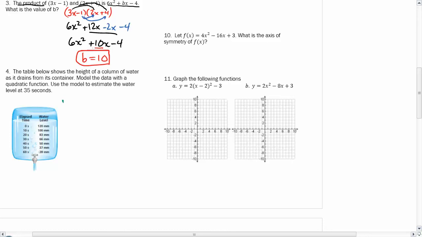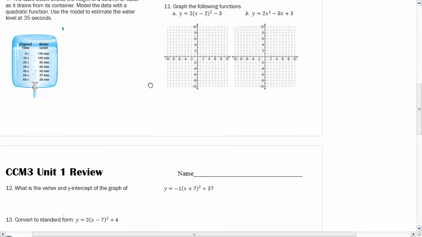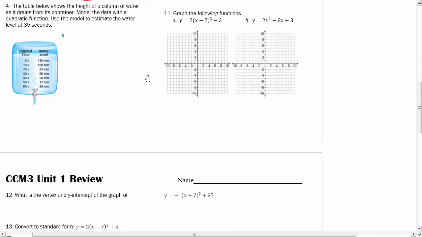Okay, the last one we'll do for now. One more quadratic regression. The table below shows the height of a column of water as it drains from the container. Model the data with a quadratic function. So again, putting numbers in, getting the quadratic model. Use the model to estimate the water level. So what is y equal to at x equals 35 seconds?